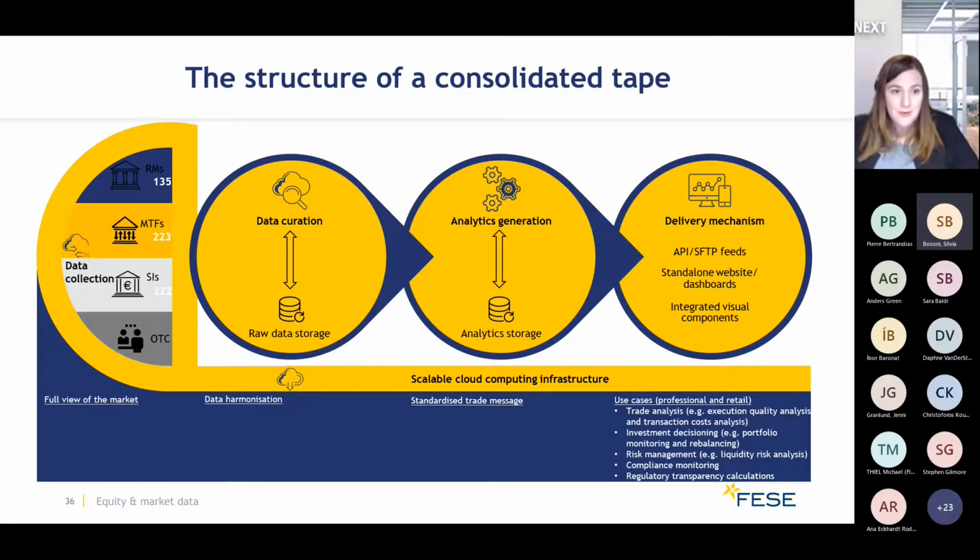And generally, if we talk about delivery mechanisms, there are different things that you can think about. I think one of the common ones discussed are cloud solutions, APIs. In some cases you might want to consider whether there should be a visual component to it. That means that you already have the data in a format that you can visualize, even when you receive it immediately, without having to do that by yourself. So there are different ways of delivering a consolidated tape.